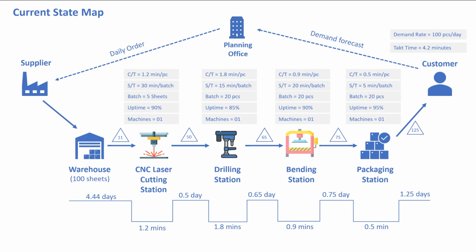Once the current state value stream map has been completed, it is analyzed for improvement areas before a future state map can be developed. In the next lecture, we will identify improvement areas and develop a future state value stream map. See you in the next lecture.